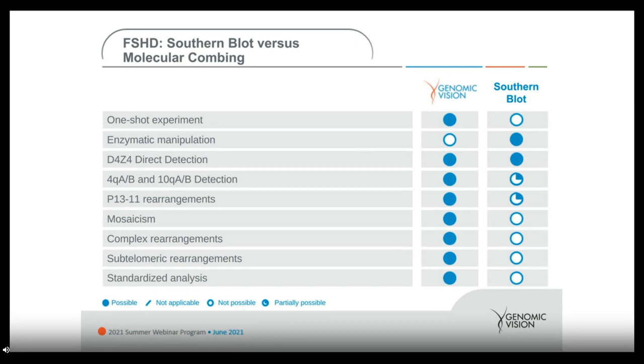We can see in the same experiment whether it's chromosome 4 or chromosome 10, or whether it's haplotype A or B. We can also see other rearrangements like the P13E11, and this leads to the identification of further or more complex modifications such as mosaicisms, complex rearrangements, and even subtelomeric region rearrangements. Some of these are very complicated to identify or nearly impossible with Southern blots. And lastly, we have developed FiberStudio software to standardize the analysis.